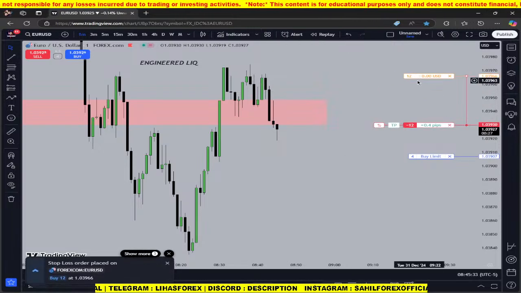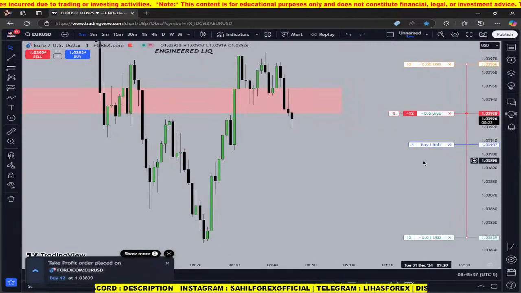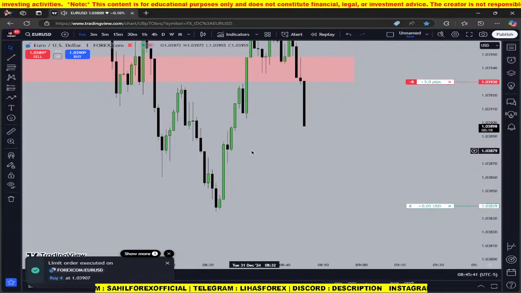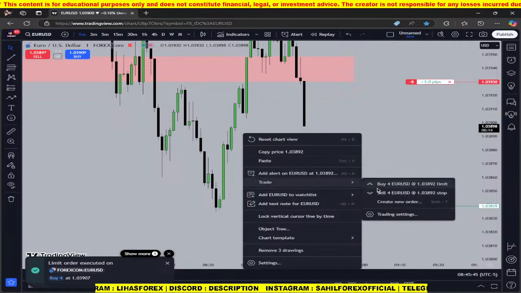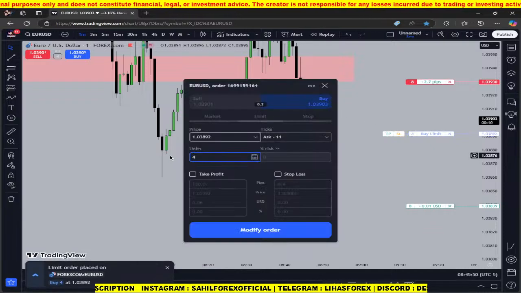Right now the safe SL is over here, and TP is trying to attack this one. Let's see. Yo, that was what I was expecting. Speed. We got that, right? Buy 4 over here. Not 4, maybe 3.